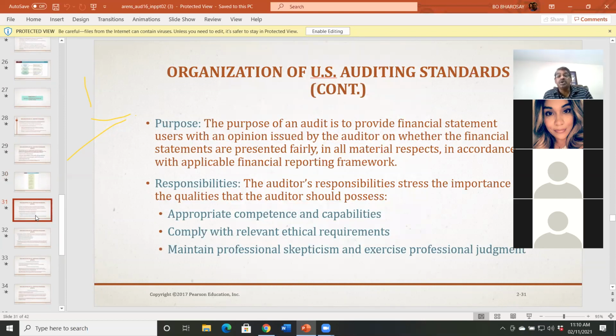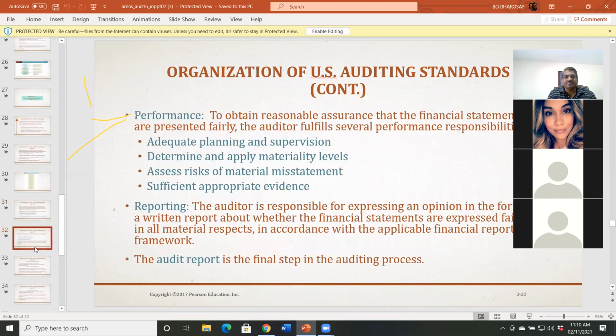Organization of U.S. auditing standards continued. The purpose, the responsibility. The auditor's responsibility stresses the importance of the qualities that the auditor should possess: competence and capability, comply with ethical requirements, maintain professional skepticism. Performance: adequate planning and supervision, determine and apply materiality level, same but coming directly out of figure 2.2, assess risk of material misstatement, and sufficient appropriate evidence.